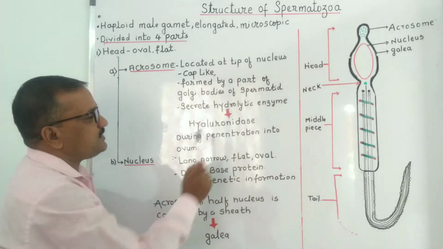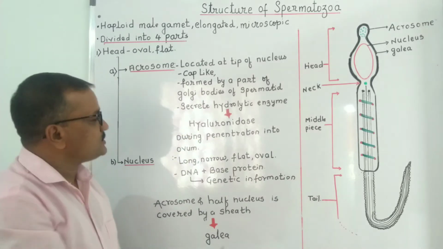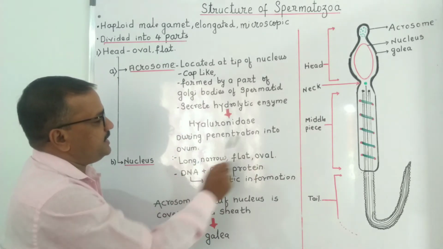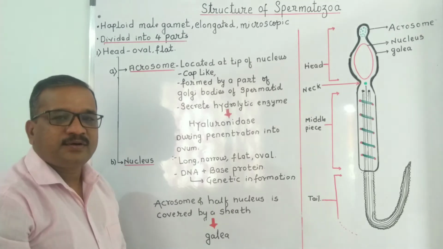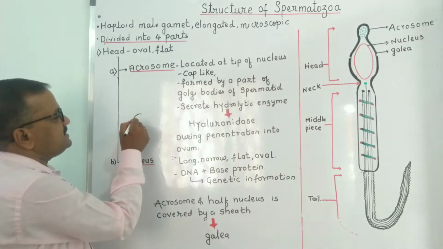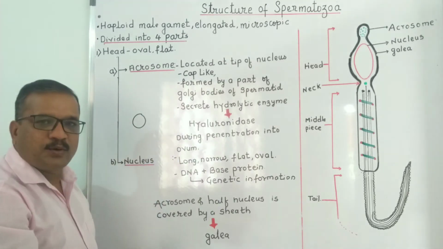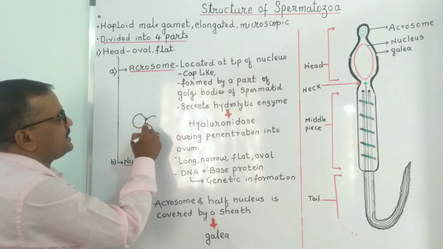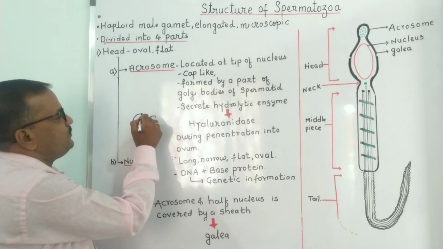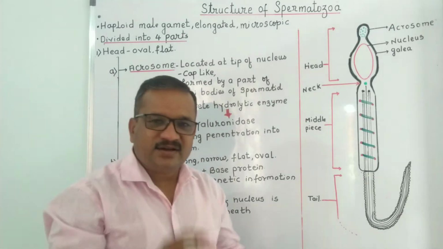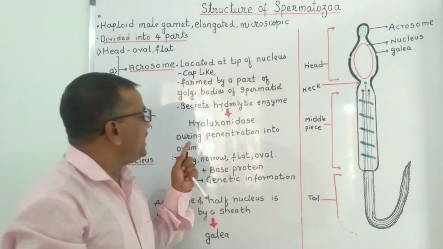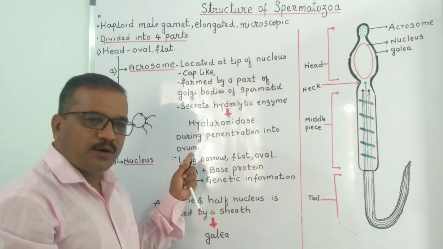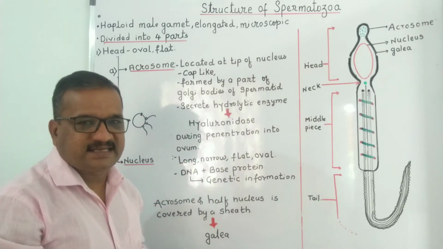Next, what is the function of this hyaluronidase enzyme? What happens during penetration into the ovum? If this is the structure of the ovum or egg, a number of sperms will come here, and this acrosome will do lysis of the membrane. So it helps in the penetration into the ovum during fertilization.